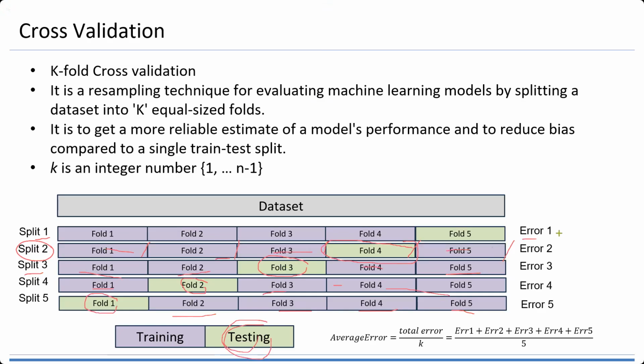For every split, we will get the error. Let's suppose this is error 1, this is error 2, this is error 3, this is error 4, this is error 5. Then we can get the average error. So the average error means the total error divided by k. K means the integer number, how many splits you did. So in this case, if we split 5 times, then we will divide by 5. Then error 1 plus error 2 plus error 3 plus error 4 plus error 5 will be divided by 5.